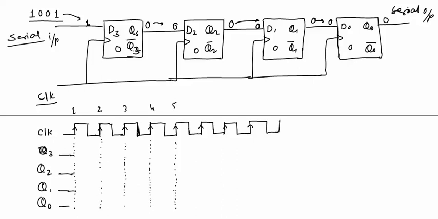Now start the operation. At the first positive edge, all the flip-flops will be triggered, and we know that all the flip-flops are D flip-flops. In a D flip-flop, the next output is equal to the D input. So for this flip-flop, the input is logic 1, so the output will become logic 1. Q3 will become logic 1.